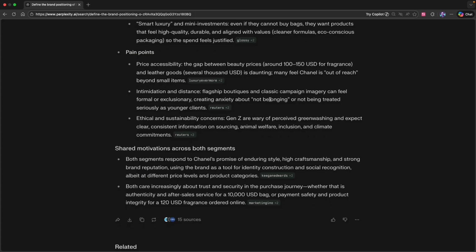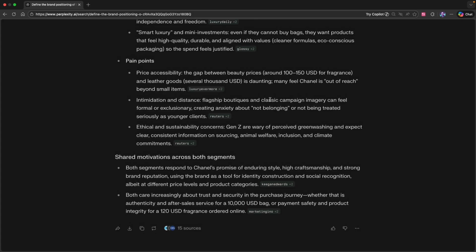So here's the strategy. For the classic client, your content is about reassurance, confirming that Chanel is still the top investment. For Gen Z, your content is an invitation, telling them you belong here. Start with the lipstick. Two audiences, two messages, one brand.